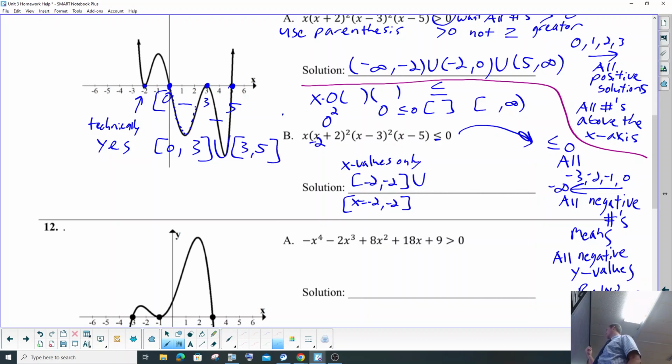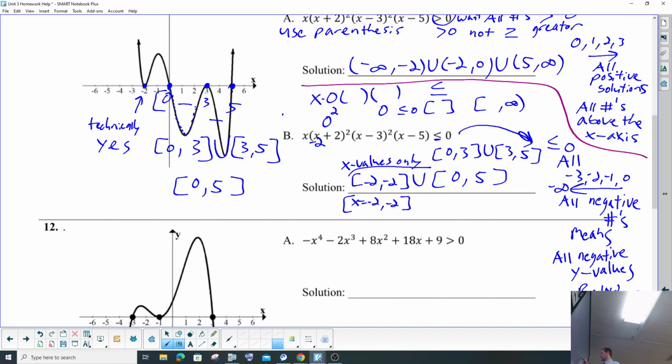And to be honest with you, we could actually combine those, and we could say all negative numbers below the x-axis from 0 to 5, because that includes the 3. So why don't we shorthand notation that and actually just say 0 to 5. Because it technically is 0 to 3 and 3 to 5, but we're going to shorthand notation that because that also includes the 3. And so there's our answer for number 11.